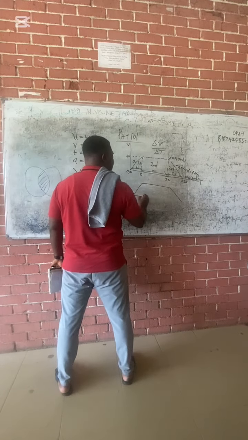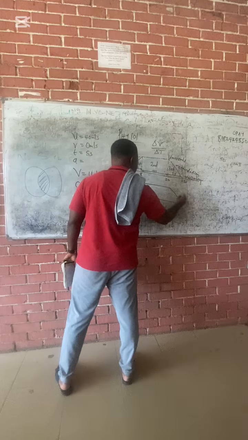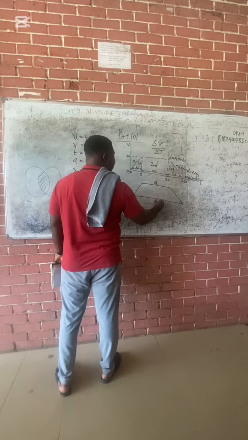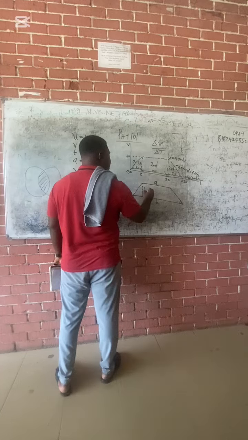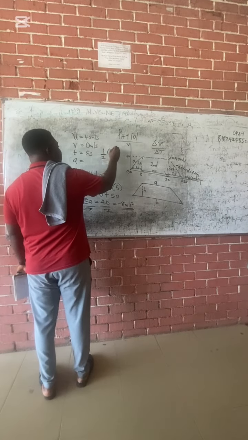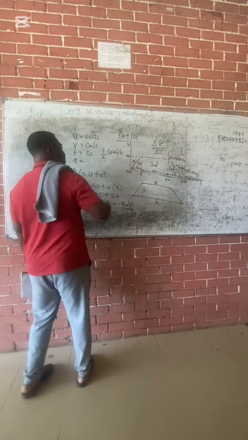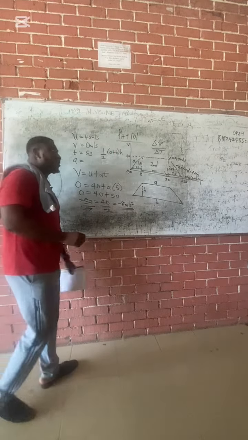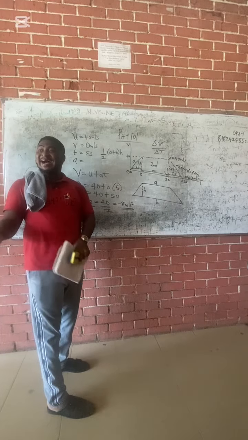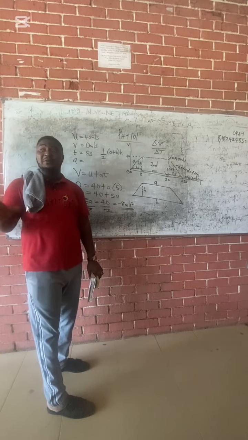This is the graph, and this is a trapezium. We have A, we have B, and we have the height of the trapezium, H. Class, the area of a trapezium is 1 over 2 times A plus B, times H. If I find the area of this trapezium, I've gotten the total distance covered. I can also use the equations of motion, and we'll have the same answer.